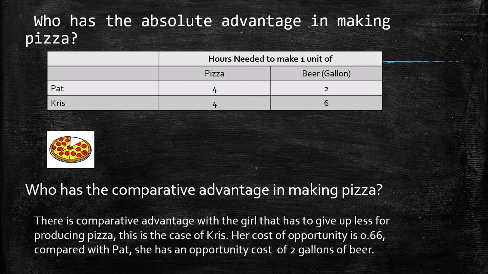The next point is, who has the comparative advantage in making pizza? There is a comparative advantage for the girl that has to give up less for producing pizza. This is the case of Kris. Why? Because her opportunity cost is 0.66, as we saw before, compared with Pat, who has an opportunity cost of 2 gallons of beer. So in this case, Kris has the comparative advantage.